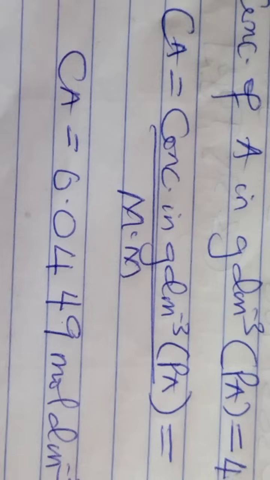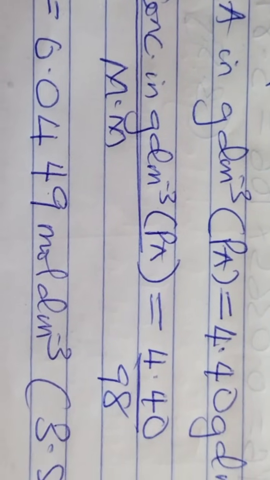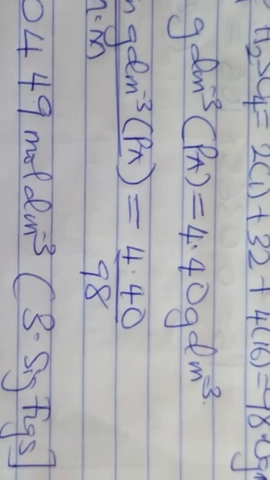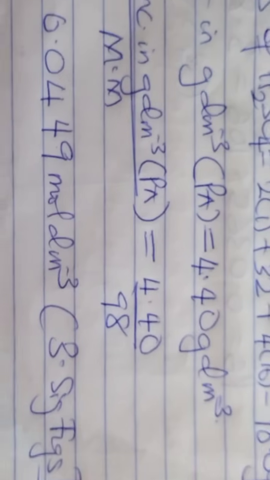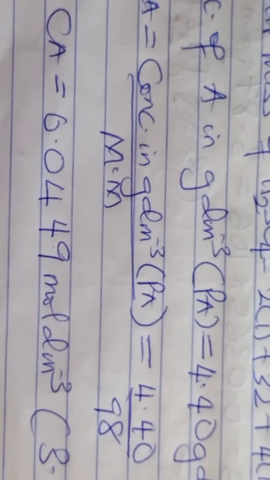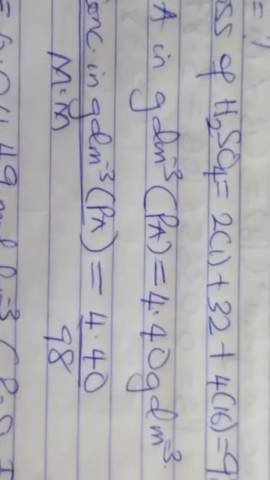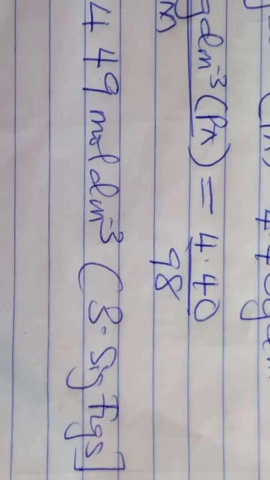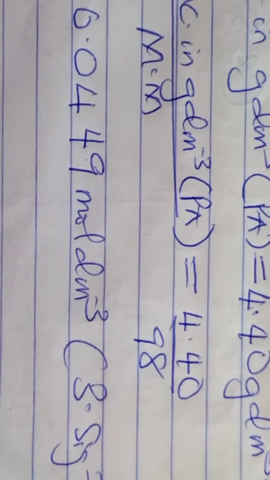When you divide this, you'll be getting CA as 0.0449 mole per dm cube. 0.0449 mole per dm cube to 3 significant figures. If you don't put your value to 3SF, then get ready to fail. To 3SF, whenever equals to come, it is going to be preceded by value in 3SF. Look at 98.0. And look at this one, 0.0449. I did not say 3 decimal places, 3SF.